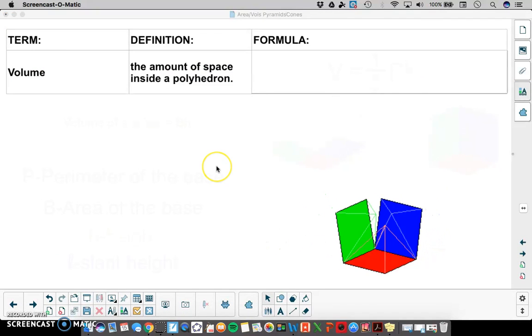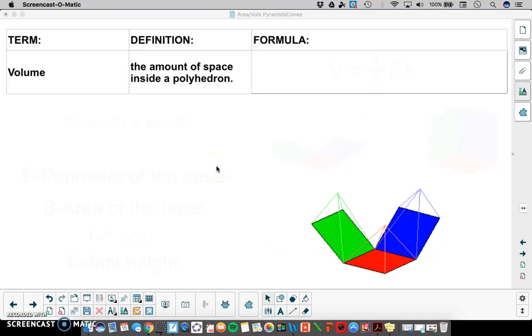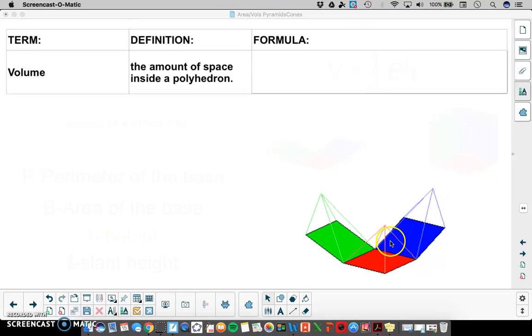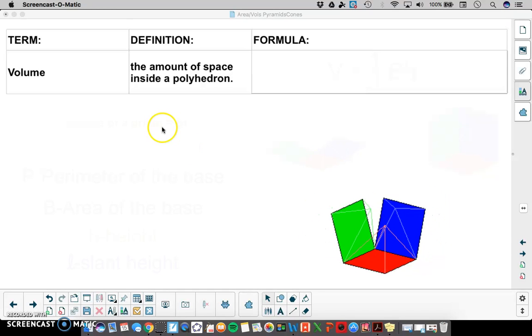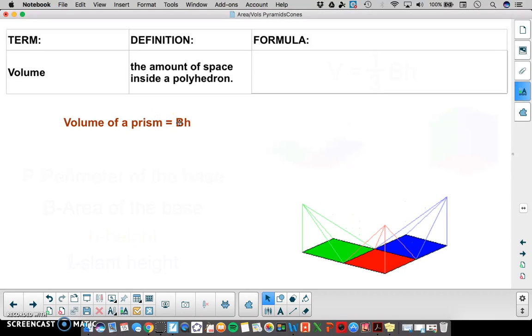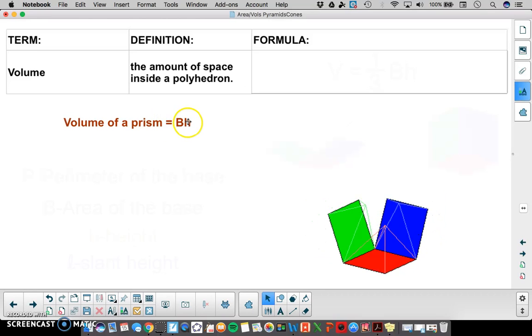Remember, volume is the amount of space inside a polyhedron, so it's how much we could pour into it and fill it to the top. I want to think for a second and connect this to a prism. So remember, the volume of a prism is the area of the base times the height.